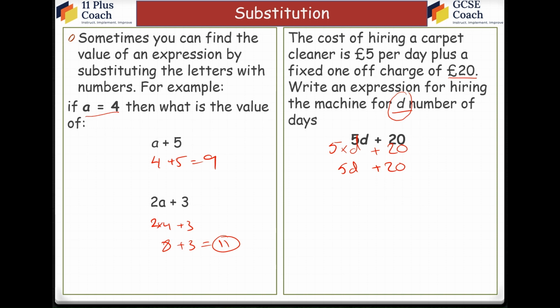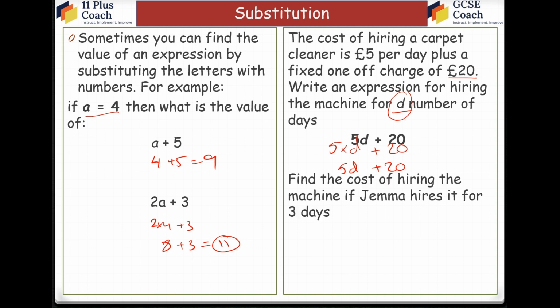Now, questions like these will carry on. They'll have a second part, like this one here. It will say, find the cost of hiring the machine if Gemma hires it for 3 days. Now, you might have seen this written as 5D plus 20 is correct, but they might write it as the cost, equals C. So what you're saying is find the cost. Cost is equal to 5D plus 20. Now the question says, find the cost of hiring the machine if Gemma hires it for 3 days. I'm going to write it as cost is equal to 5D plus 20. I need to find the cost if it's for 3 days.